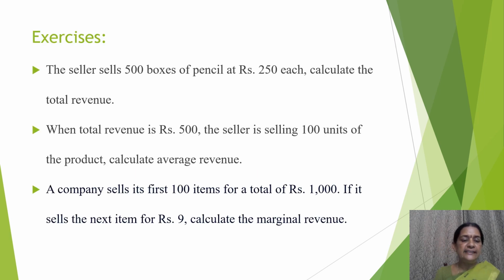These are all the exercises that you have to do by yourself, students. First, the seller sells 500 boxes of pencils at rupees 250 each. Calculate the total revenue. When total revenue is rupees 500, the seller is selling 100 units of the product. Calculate its average revenue. A company sells its first 100 items for a total of rupees 1000. If it sells the next item for rupees 9, calculate the marginal revenue.